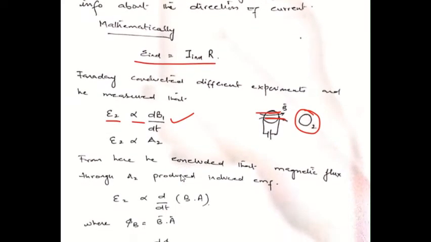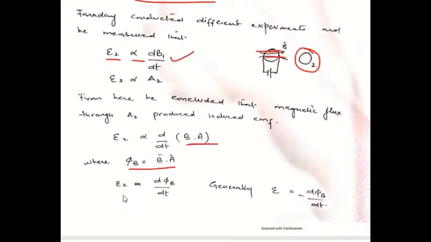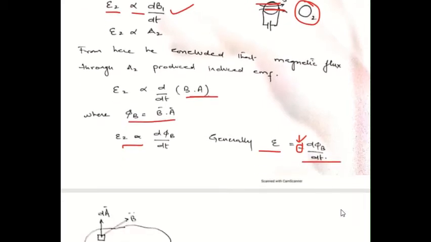So now if we combine these two parameters together, we'll see that we have d by dt of B dot A, and from our previous knowledge we know that B dot A is a magnetic flux, and we can replace this as induced EMF is proportional to d phi B over dt, and we place a negative sign over here, and this negative sign is for Lenz's law, which shows that induced EMF always opposes the rate of change of magnetic flux.